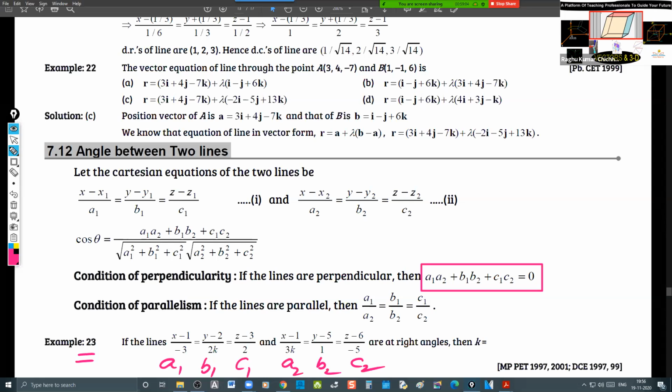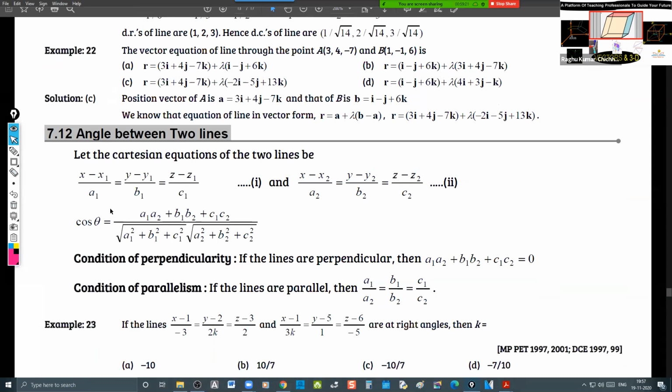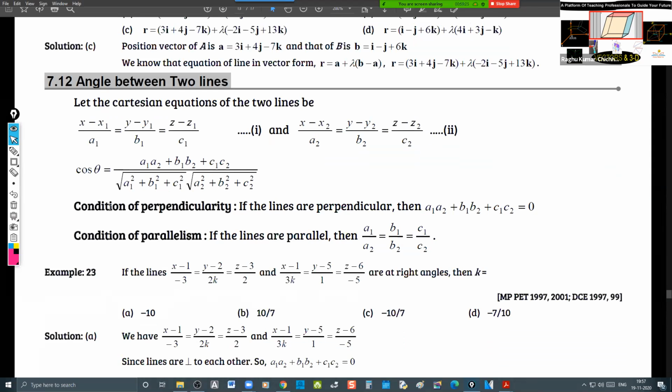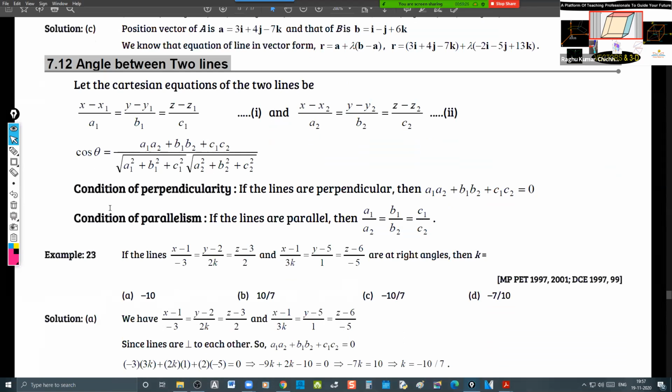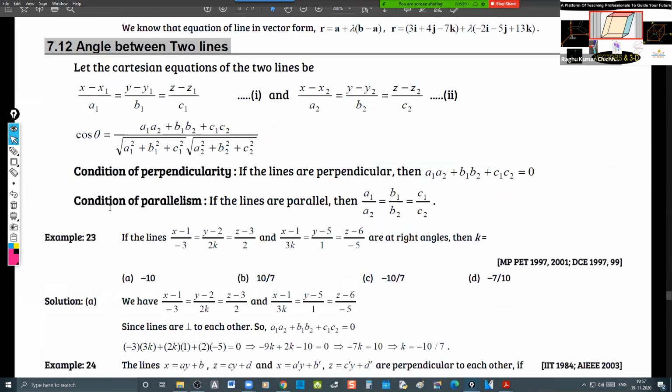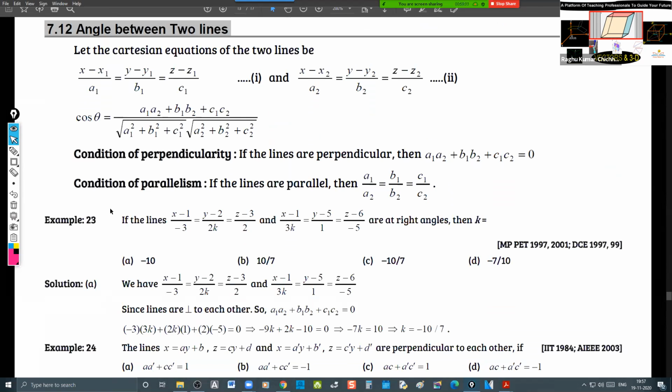You're taking that much time. Minus 9k plus 2k minus 7k, minus 7k minus 10 is equal to 0. So k is 10 by 7. Simple question, just substitute. Your option is B. So the most important one is the condition for perpendicularity. And this is also a frequently asked question, and the concept is important.